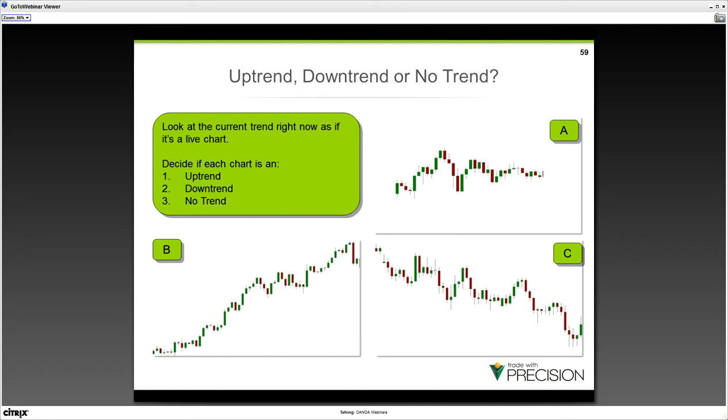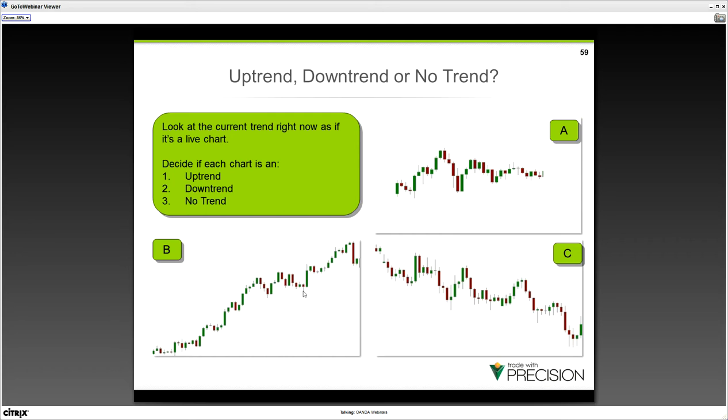Okay, so I don't think there's a single person that missed any of these. Pretty simple. You guys can spot optimal chart structures now. Let's walk through these together real quick. Chart A, no clear trend here, right? No higher highs or lower lows to support either an uptrend or a downtrend, so it's basically no trend.